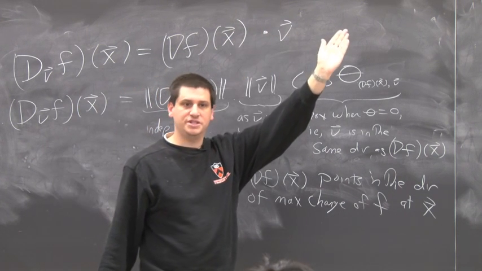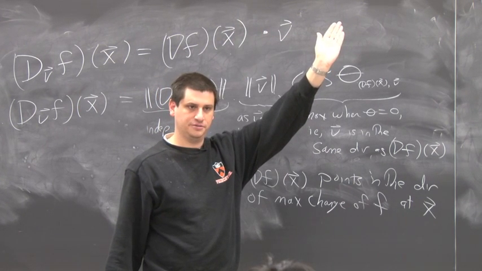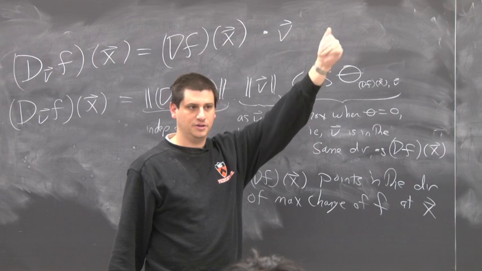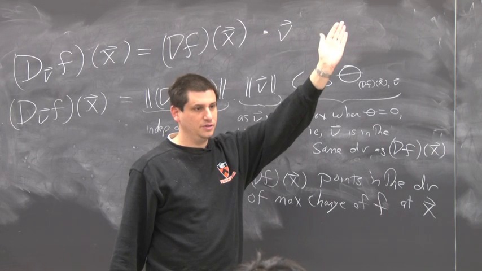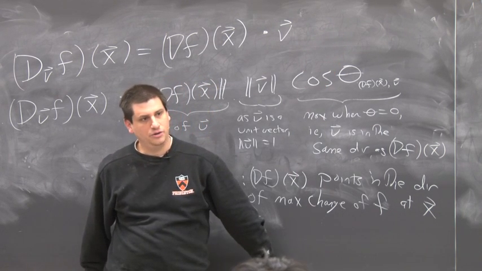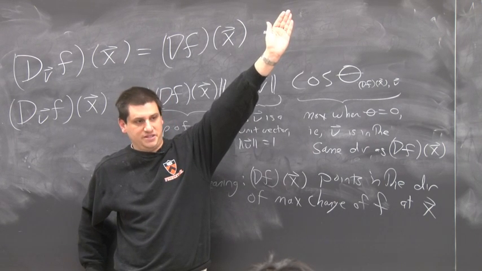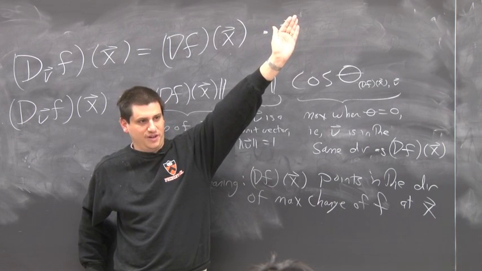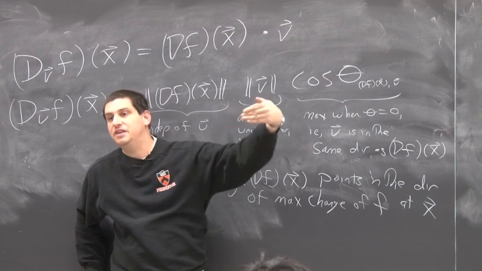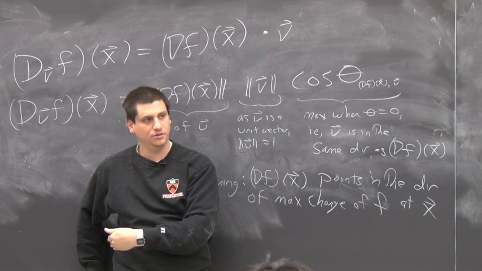Which way should I go to see f decrease the fastest? I'm sorry? Go normal to it? Not normal, no. If the gradient of f is the direction I'm increasing the fastest, which way do I go to decrease the fastest? The opposite. I go in the negative gradient direction.